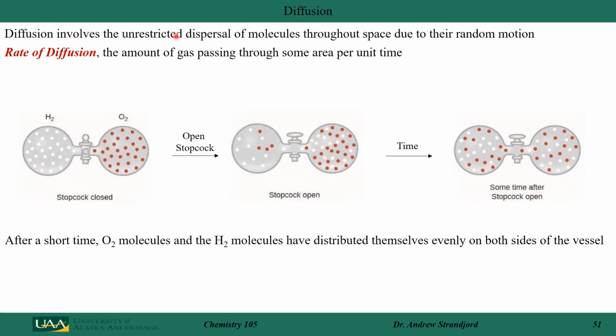Diffusion involves unrestricted dispersal of molecules through space due to random motion. So if I have two containers with a big opening between them, and I allow the gases to diffuse between the two, eventually I open up the stopcock, and the white molecules diffuse this way, the red molecules diffuse this way. After enough time, I get an even distribution of all the molecules on both sides. So after a short time, if these two gases were oxygen and hydrogen, I have them evenly distributed on both sides of the vessel.